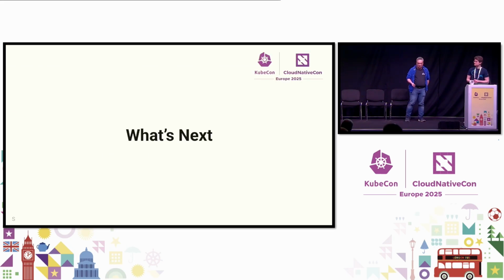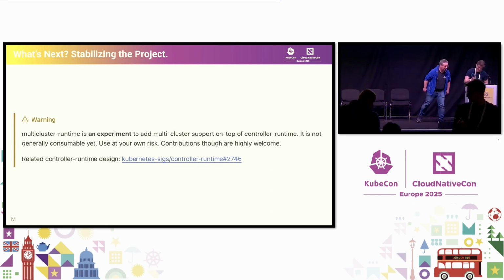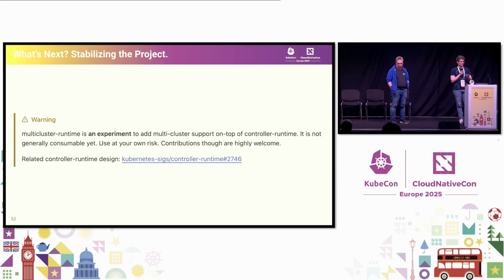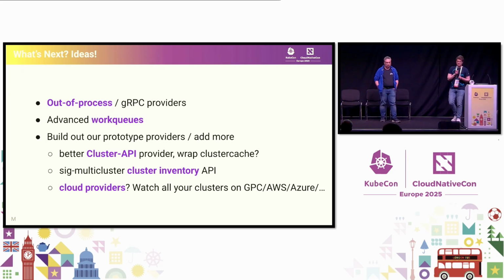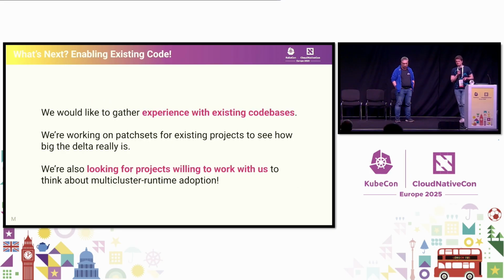What is next? So we have many ideas. The experimental message here should eventually go away, I guess. Yeah, exactly. So as we said, so far this is an experiment, but of course we want to stabilize it and make it usable for everyone and basically hope that it gives you some value. So we have so many ideas. We don't have the time to talk about them. Maybe out of process providers, maybe as Stefan said, better providers, a cluster inventory provider for the multi-cluster API, and so on. There's so many things to do.